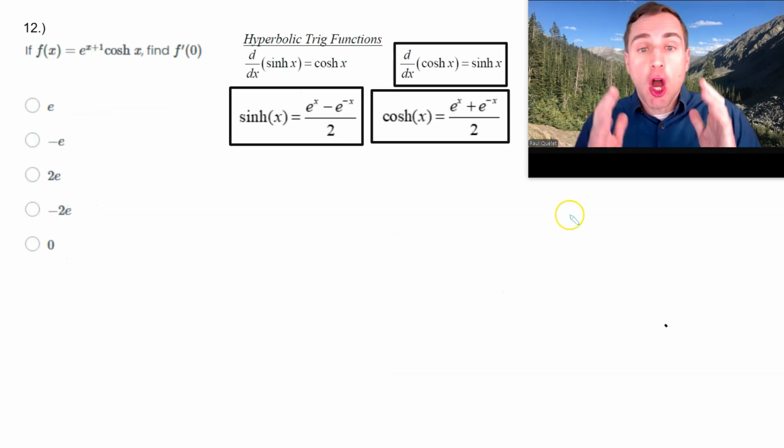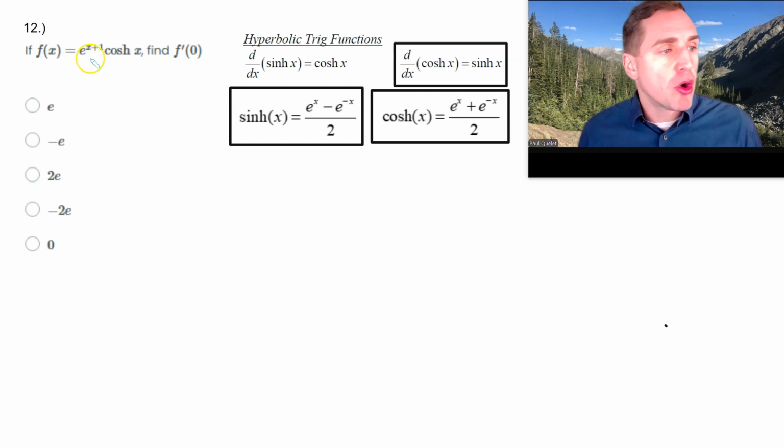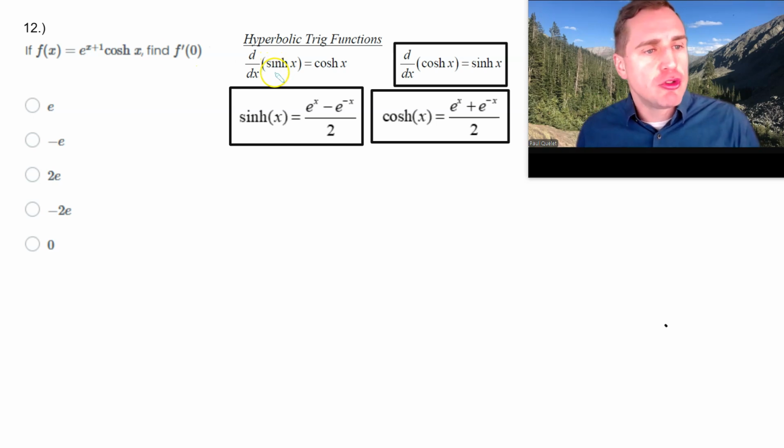Hope that makes sense. Okay, so for this problem, we have a function that's e to the x plus 1 power times the hyperbolic cosine of x, and we want to find f prime of 0. So in other words, this function f is the product of an exponential and a hyperbolic cosine function. Now, not every one of you has done hyperbolic functions, so I'm showing you two basic derivatives. Here's the derivative of hyperbolic sine, here's the derivative of hyperbolic cosine.